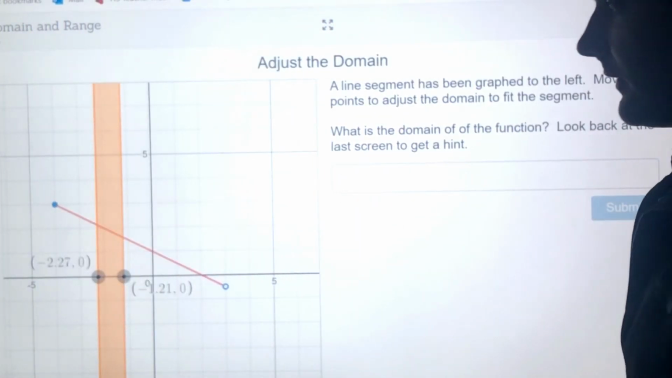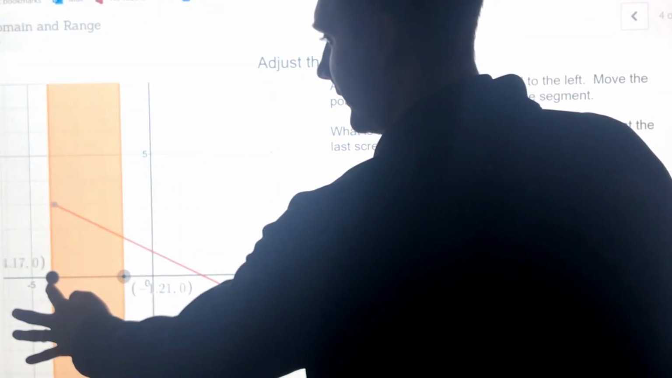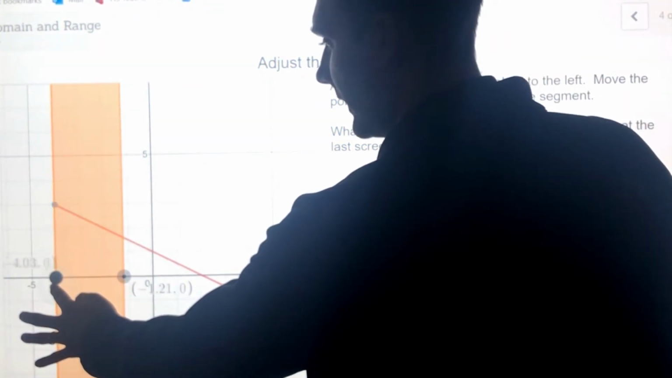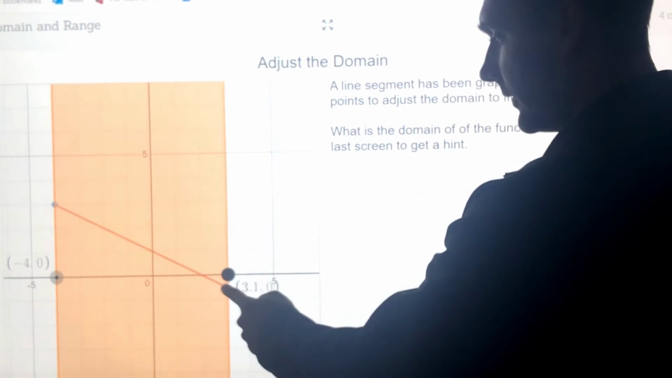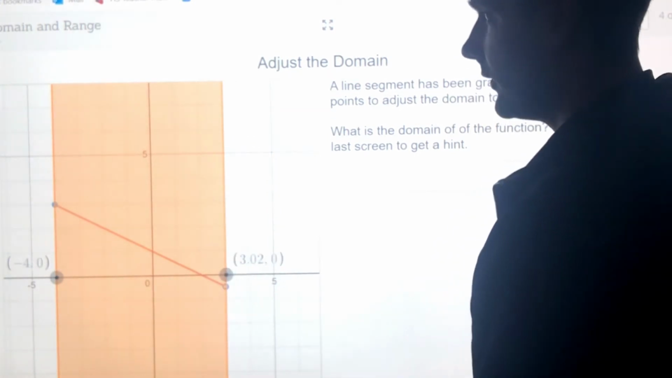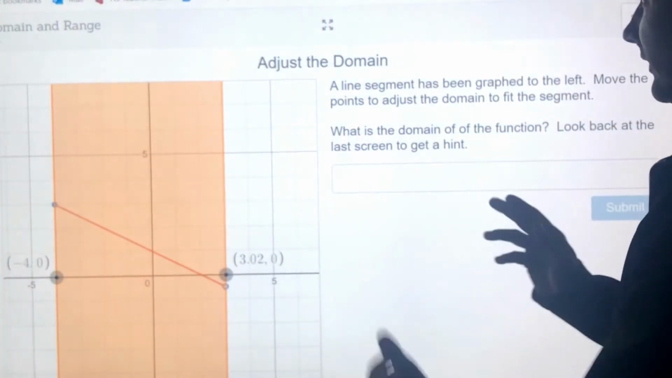So as I look at this graph, I'm trying to find what is my domain. So I need to find what is my farthest left value, my smallest value. In this case, let's say about negative 4. What is my farthest right value? What is my largest value? In this case, we'll say 3. So my domain is going from negative 4 to 3. See how I boxed it in from left to right along the x-axis.